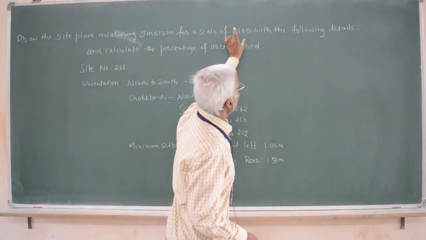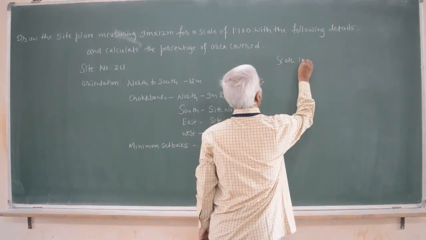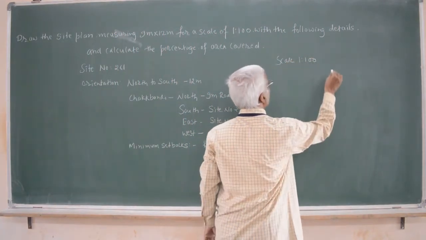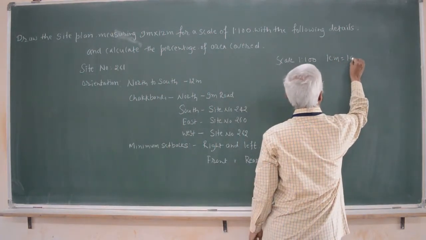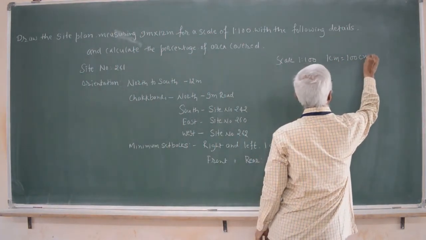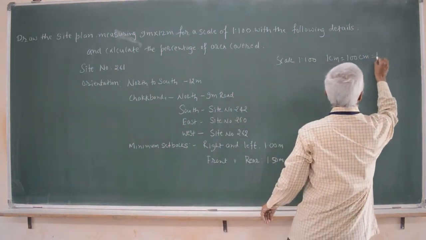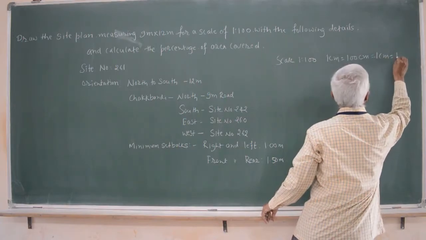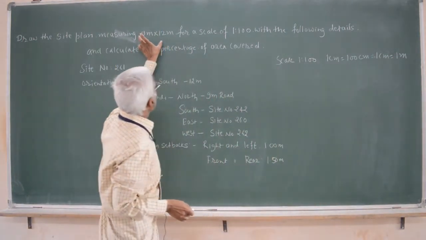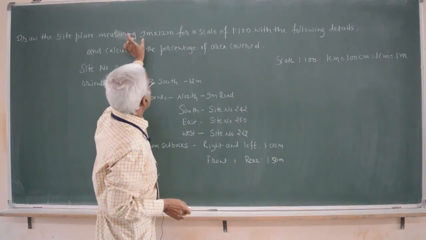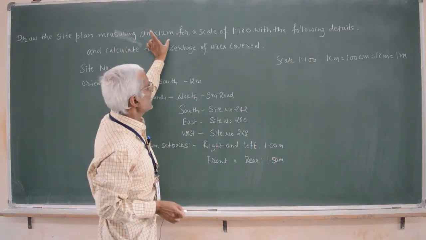of 1:100. Here the scale is 1:100. That means 1 centimeter on the drawing sheet represents 100 centimeter of actual dimension. That means 1 centimeter equals 1 meter. Understood? That means 9 meter by 12 meter means you have to draw 9 centimeter and 12 centimeter.